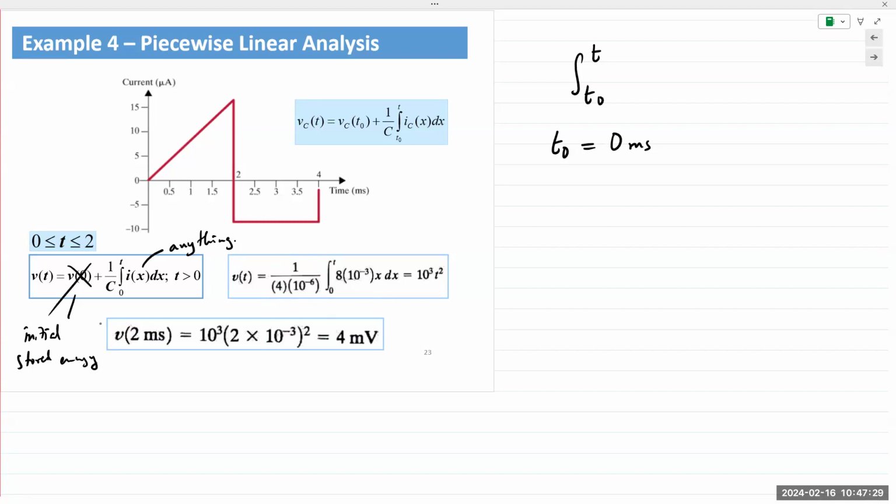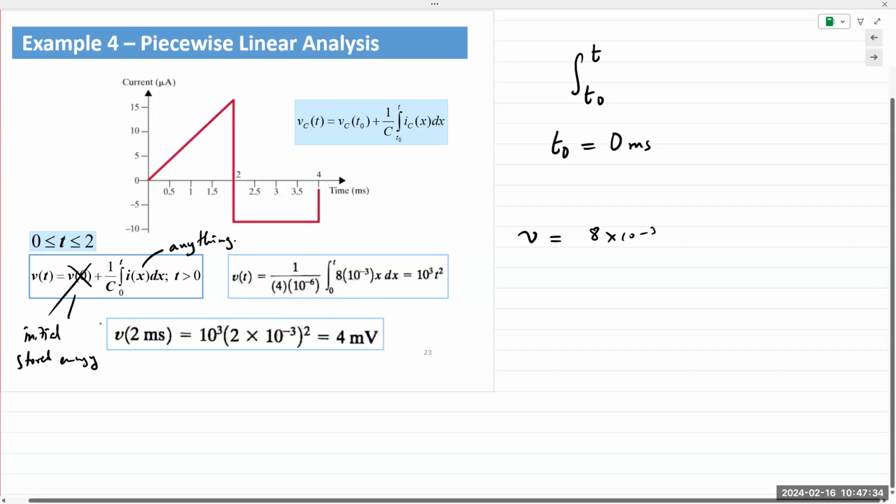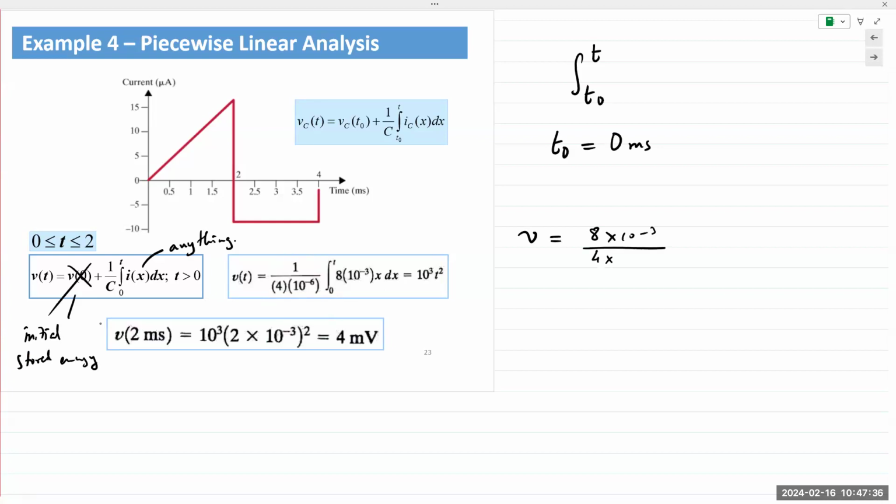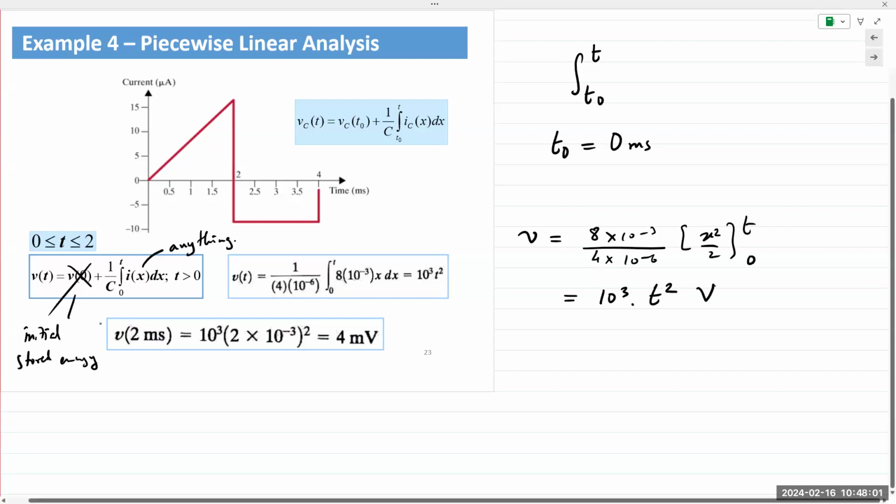Take the constant outside, and I would have 8 into 10 raised to minus 3 divided by 4 into 10 raised to minus 6. This would become x squared over 2. Limits of the integral is 0 to t. And you solve this. 2 comes outside, cancels everything out. All I'm left with is 10 cube outside. And you plug in the limits of the integral in there, and you get t squared volts.